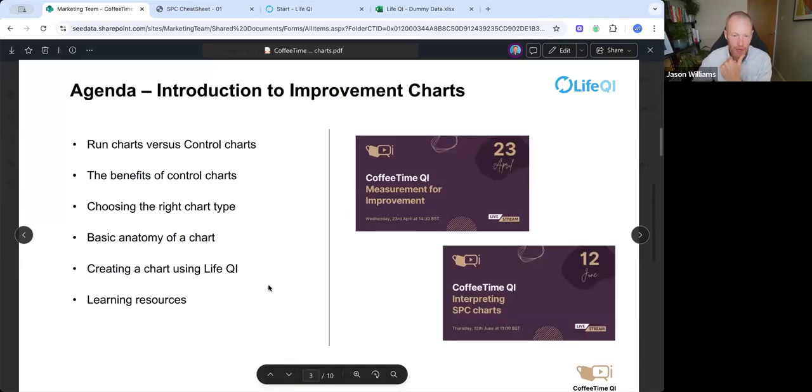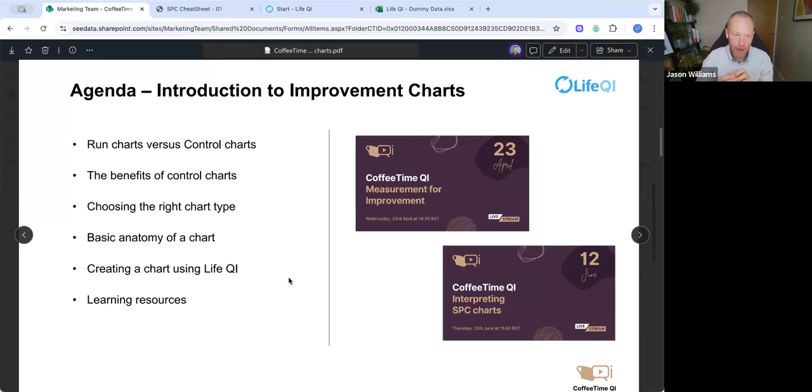Okay, let's move into the agenda. First of all, as I mentioned before, this is part of a series of webinars. We've started this CoffeeTime QI series fairly recently. And in fact, today's session is one of 3 all around measurement and charting, basically. We ran one last month on measurement for improvement, which is available on YouTube. We'll share the link to that a little bit later, so you can watch back the basic introduction to measurement for improvement there.